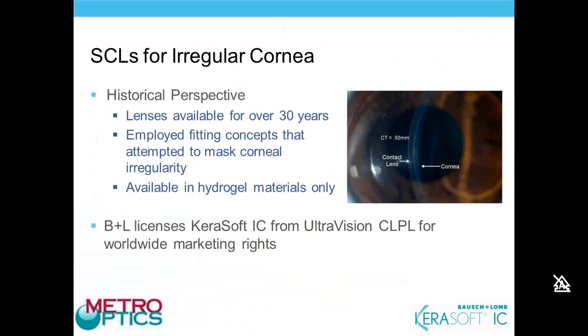Now, soft contact lenses for irregular corneas have been around for a little over 30 years. And how they actually worked is almost mimicking the effect of a corneal lens or the GP lenses that we talked about. What they employ is increasing center thickness in order to increase the rigidity of the soft lens. And so as a result, tears pool underneath the soft lens and create that masking effect.